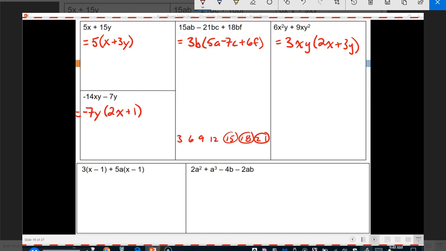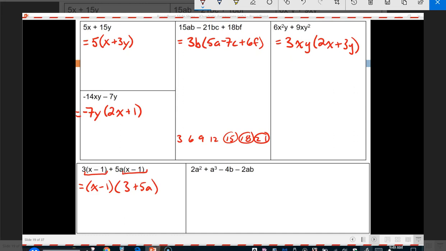Okay, now let's look at this next one. We have 3 times x minus 1 plus 5a times x minus 1. Well, guys, both the 3 and the 5a are being multiplied by x minus 1. So x minus 1 is a common factor. x minus 1 times what gives me 3 times x minus 1? Well, that's 3. x minus 1 times what gives me 5a times x minus 1? Well, that's positive 5a, and that's factorized.